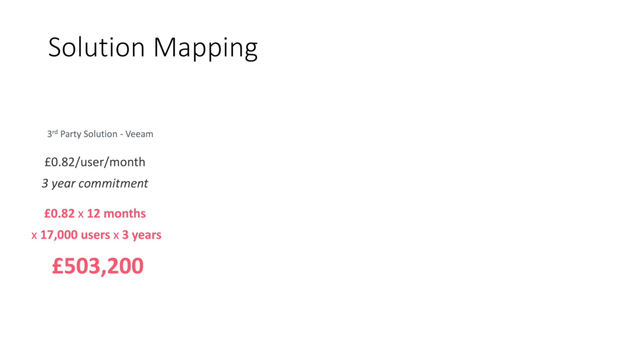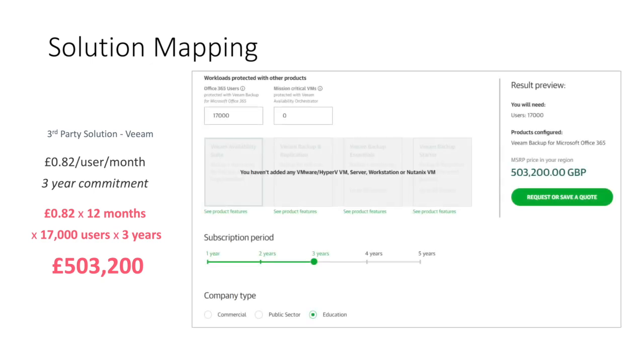So let's just map this solution out and see what would be like in comparison to a third-party solution. In particular, we've got VM here. We have a 0.82 pounds per user per month cost, and with it being a 3-year minimum commitment, if that's mapped out across the 3 years, you can see that it costs quite a significant amount of money. So I've obviously used their own sizing tool, and it's given that figure.